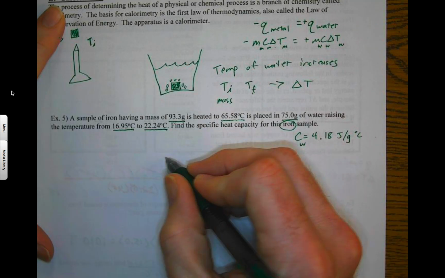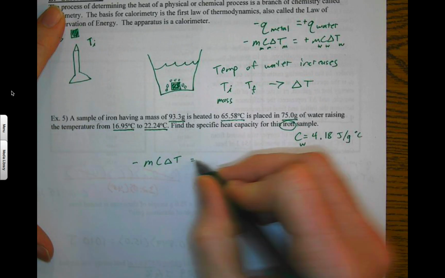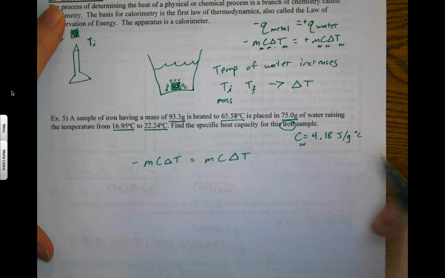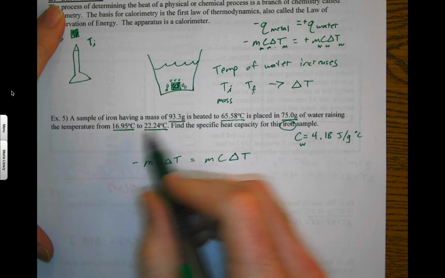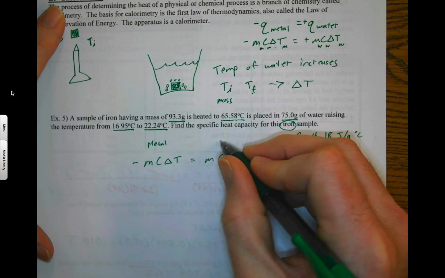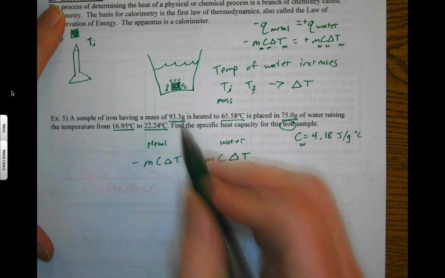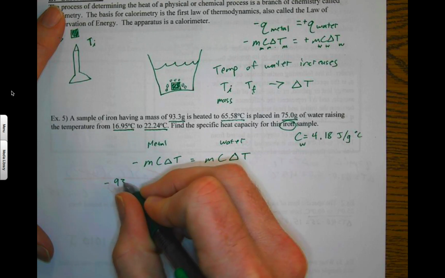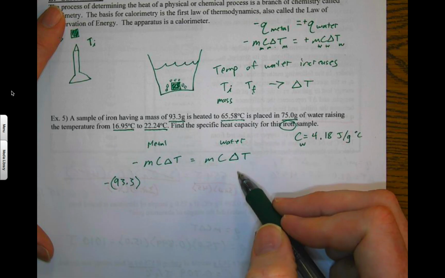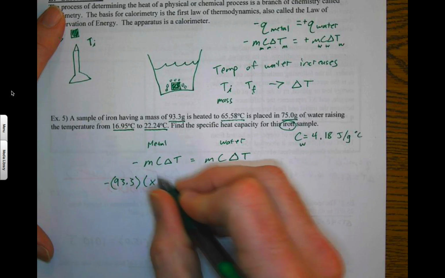So again, let's try that. Negative MCΔT equals MCΔT. That's the kind of method you should think. This side is going to be our metal side. This is going to be our water side. So the metal side is 93.3 grams, so negative 93.3. I'm going to drop units because they're cumbersome. We want to know the specific heat of the iron, so that's our unknown number.